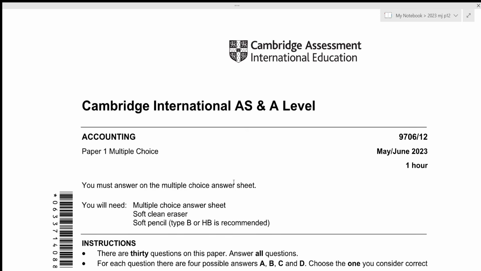Hi everyone, in this video we'll be going over A-Level Accounting 2023 May-June Paper 1-2. This is a multiple choice paper which consists of 30 questions and each of them will be of 1 mark, and the total time limit for this paper is 1 hour. And in this video as well, we'll be attempting to solve this paper under 1 hour. So without any further delay, let's get started.